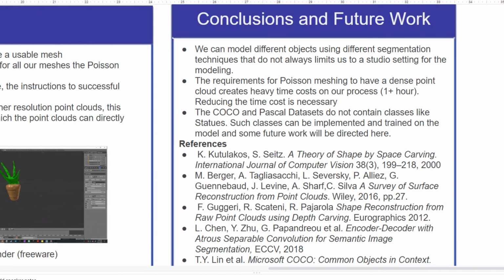The requirement for Poisson meshing to have a dense point cloud also creates a heavy time cost, so we're looking for ways to reduce the time cost. And then the issue with the Pascal and COCO datasets is the restriction on how many classes they have. So we want to open it up for more and more classes to get more versatility within those toolkits so that you don't need to use a studio at all in the future, hopefully, as these technologies improve.